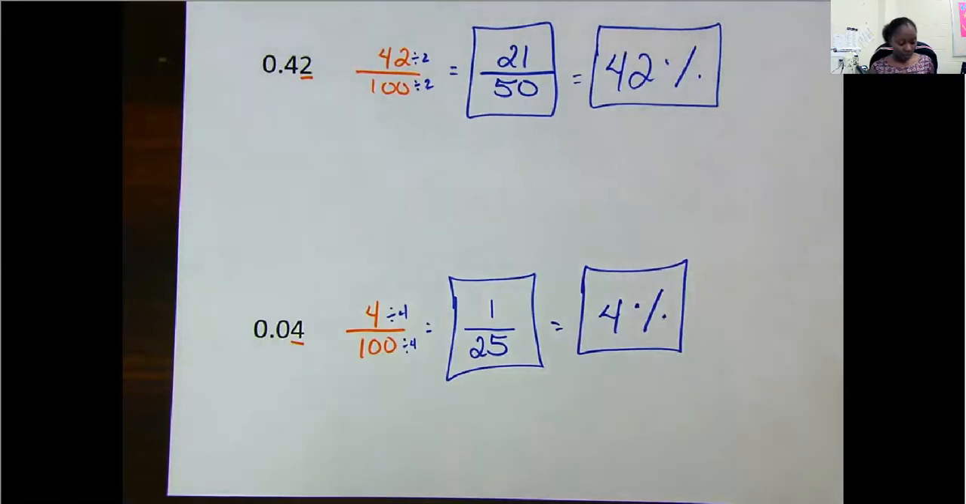All right, ladies and gentlemen, I just want to review the strategies for changing a decimal to a fraction and a percent. Now you're going to go off and do some problems on your own to make sure that you're understanding that skill.